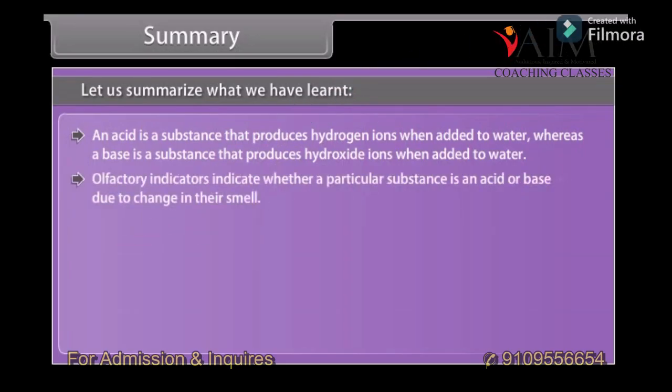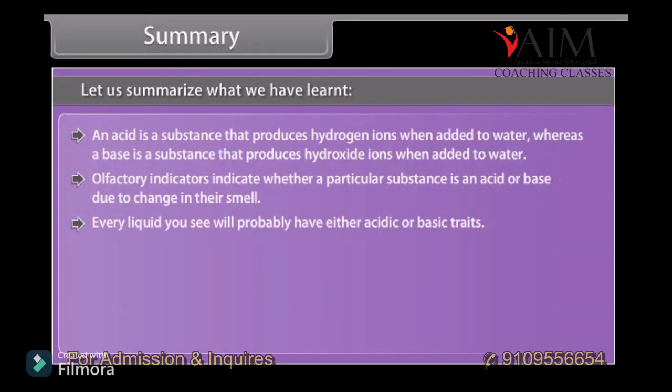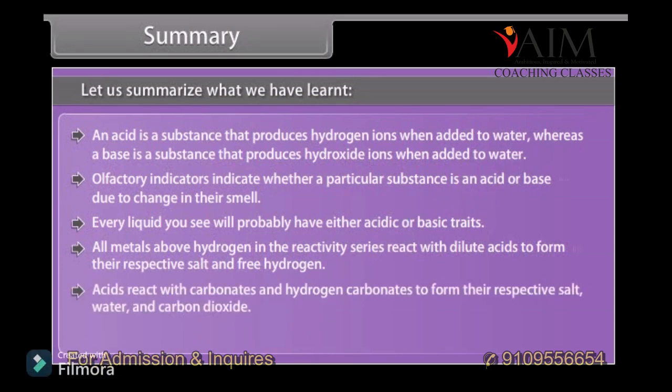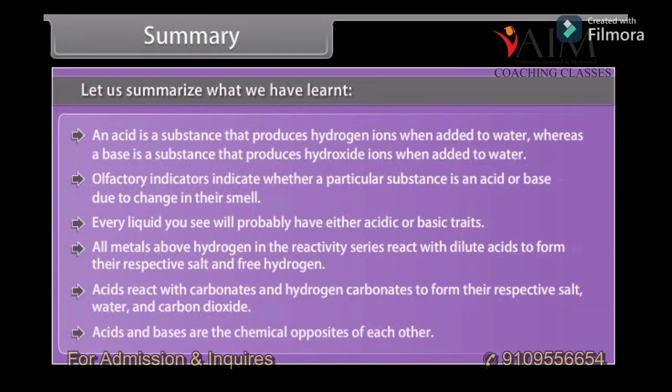Olfactory indicators indicate whether a particular substance is an acid or base due to change in their smell. Every liquid you see will probably have either acidic or basic traits. All metals above hydrogen in the reactivity series react with dilute acids to form their respective salt and free hydrogen. Acids react with carbonates and hydrogen carbonates to form their respective salt, water, and carbon dioxide. Acids and bases are the chemical opposites of each other.